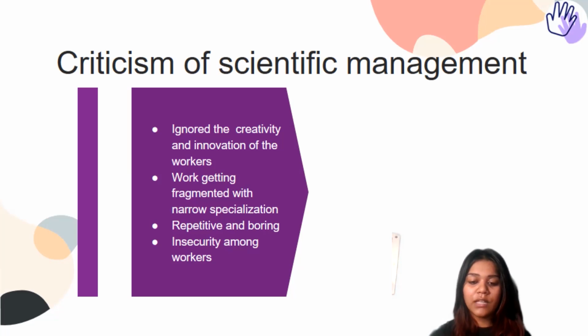Repetitive and boring. Analysis of the job led to work getting fragmented. Also, the work was boring because there are certain principles and rules on how to do the job, and it was done repetitively. So that became boring and monotonous for the worker. And insecurity among workers. Management emphasized the design and planning of the job that ignored worker experience, which also made them feel a bit insecure. Also, the rule of thumb method made workers feel insecure in the name of scientific standards given by the management. Let's move ahead.